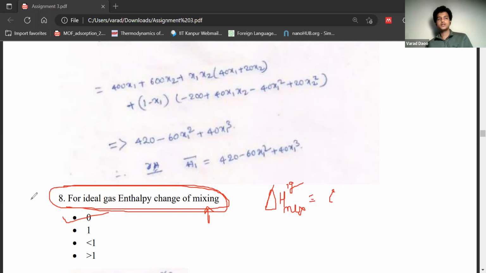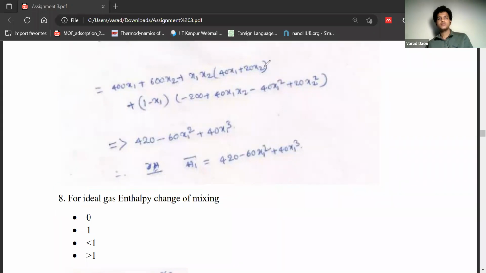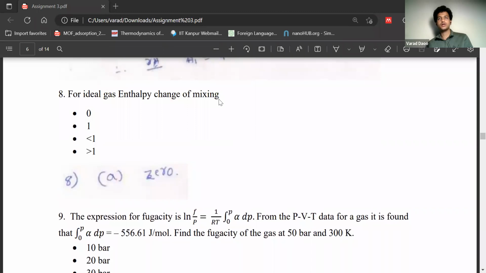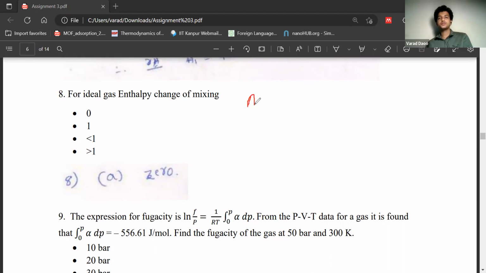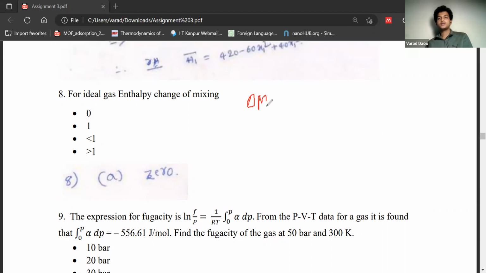So anybody has any question on this? Question 7 or question 8? Very simple questions. It's going to be 0. So we remember that delta... just try to find what is the expression for delta H of ideal gas mixture. What is this expression?